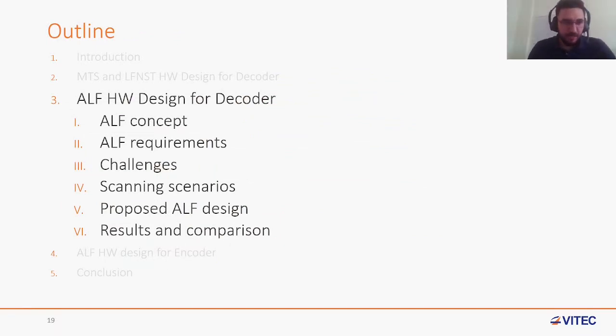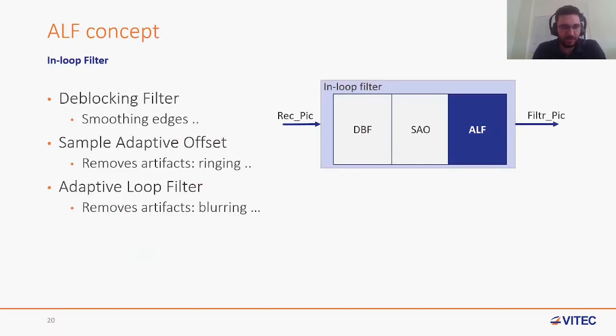Now moving to the second part of this presentation, which is the proposed hardware implementation of the ALF design for the decoder context. In this part, we'll present the ALF concept, the ALF requirement for the decoder context, the challenges in the context of the decoder, and some scanning scenarios that resolve these challenges. And after that, we'll present the proposed hardware implementation for the ALF, and we will finish by presenting the results and performing some analysis. So let's start by the concept.